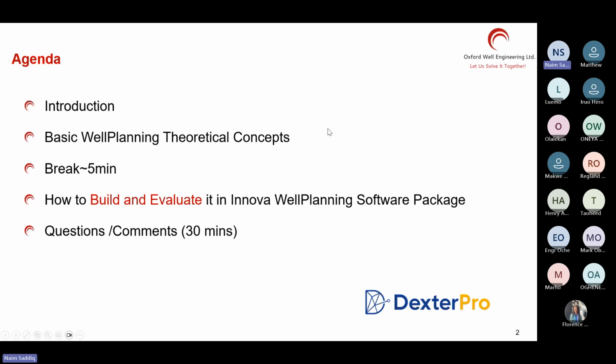So for this short session, we'll be talking about the introductions, about the topic itself, which we just did actually. And we will be talking about the basic well planning theoretical concepts. Why would you want to know theoretical concepts if you want to master something? This is exactly what I'm talking about. You need to know what you can or cannot do, what you should and should not do with the well planning and the trajectory designs.